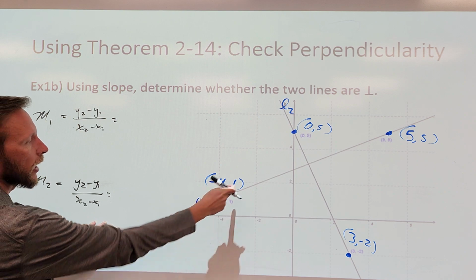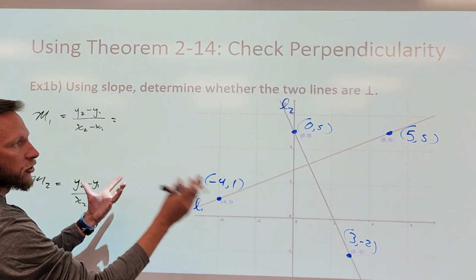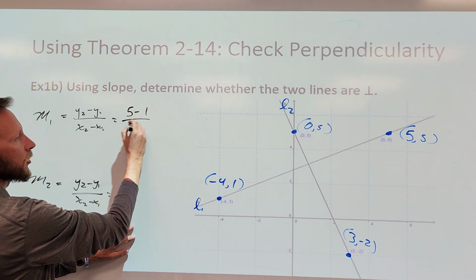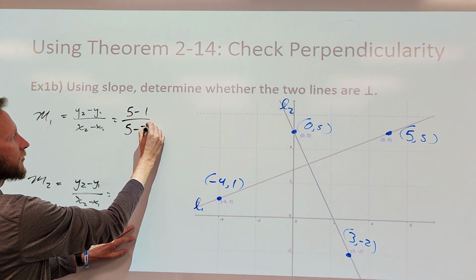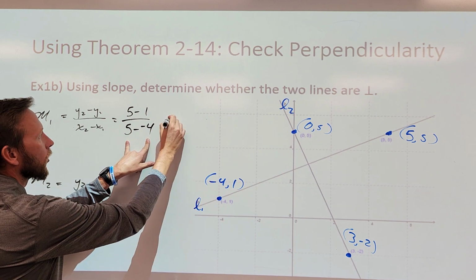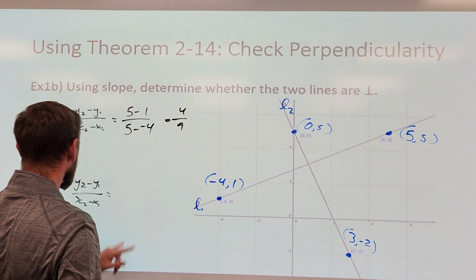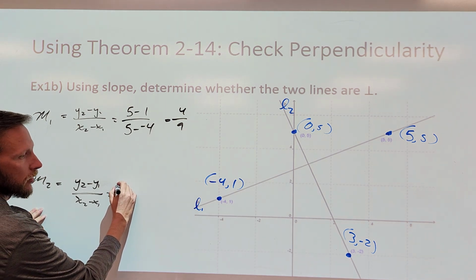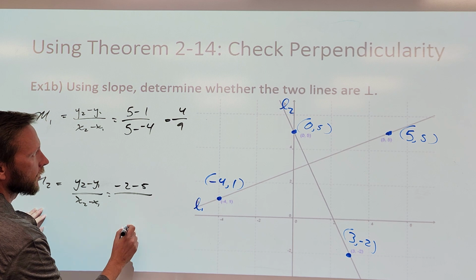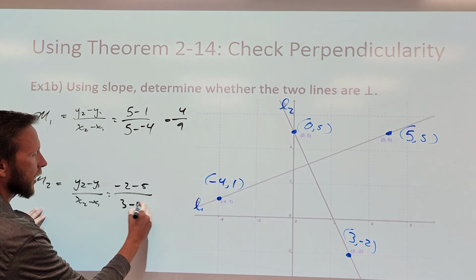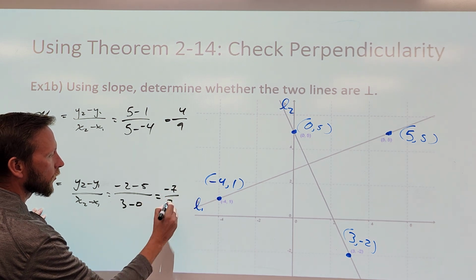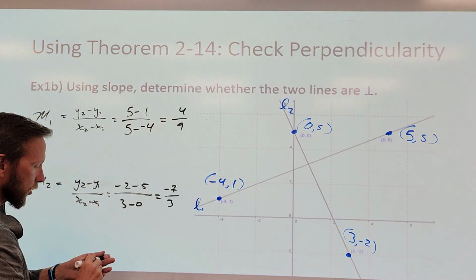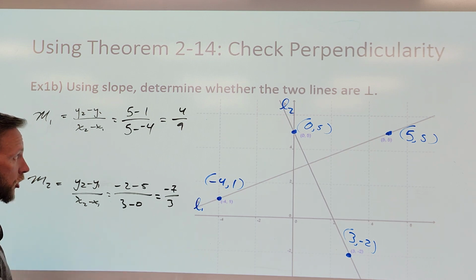All right, so for line 1, I'm going to take the second minus the first. That's generally the way that we roll. So the y value is 5 minus the y value of 1. The y value is 5 minus the x value of -4. This gives us 4/9. On the other one, we have -2 minus 5 over 3 minus 0. So I get -7/3. So you can probably tell already that these are not going to multiply to equal -1, but we're going to check it anyway.